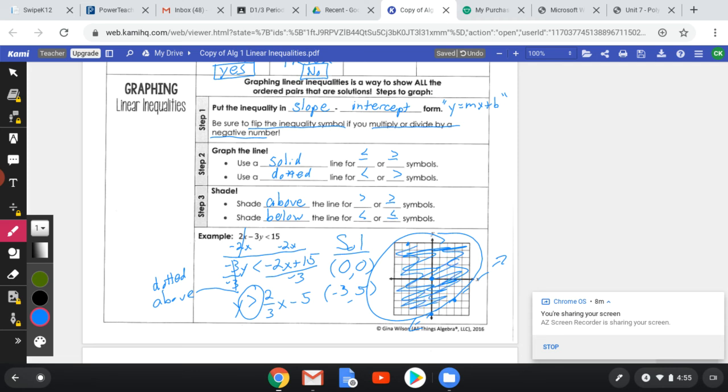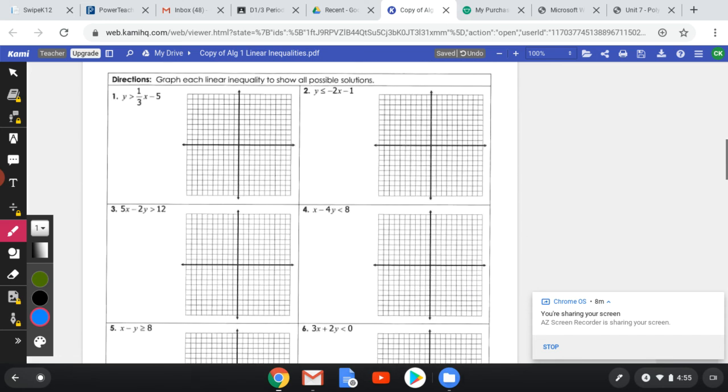So let's look at a couple more examples. Let's look at number 1 here. First step, is it in y equals mx plus b? And it is. So we go about graphing it. We start at negative 5 on the y. And the slope tells me to go up 1, right 3. Up 1, right 3. And then, hey, why not? Again, up 1, right 3. So on and so forth.